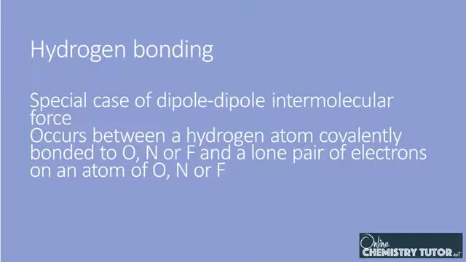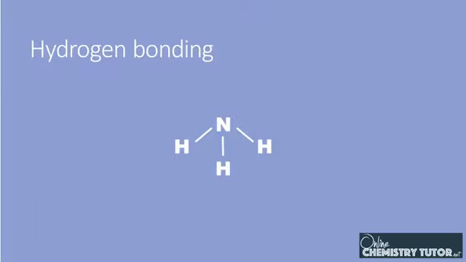These only occur when a hydrogen atom is covalently bonded to oxygen, nitrogen, or fluorine, and they occur between that hydrogen atom and a lone pair of electrons on an atom of oxygen, nitrogen, or fluorine. So the hydrogen atom has to be covalently bonded to oxygen, nitrogen, or fluorine. The other atom isn't necessarily bonded to hydrogen as well, but the hydrogen atom must be. But just to give you an example of what I mean, here is ammonia.